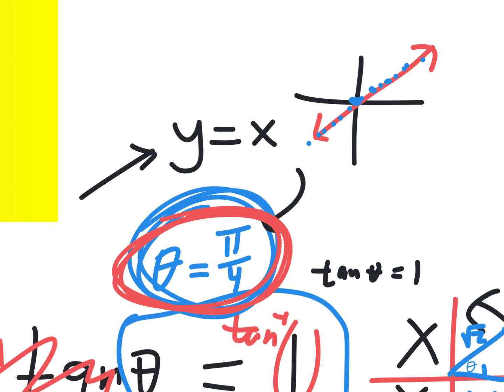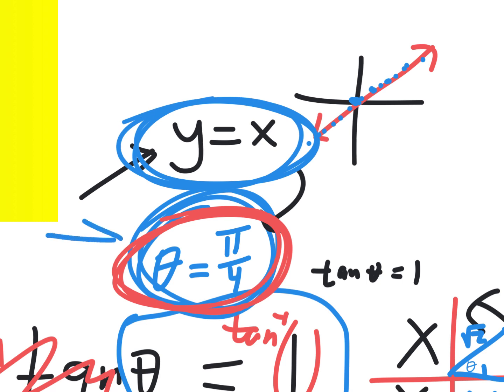All right, so, moral of the story. Well, that's a rectangular line. That's a polar line.